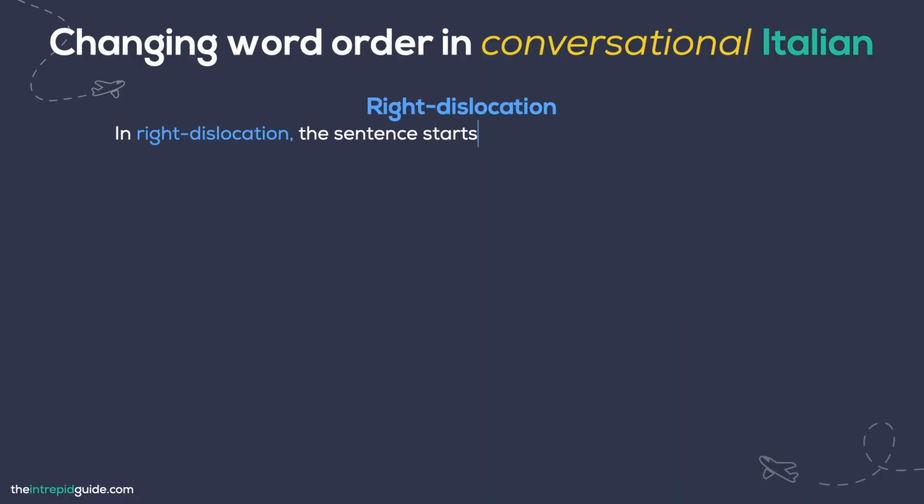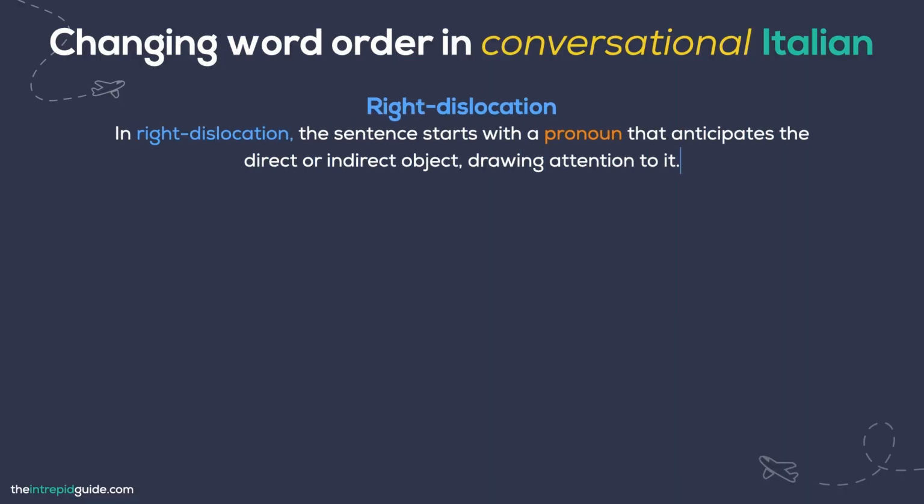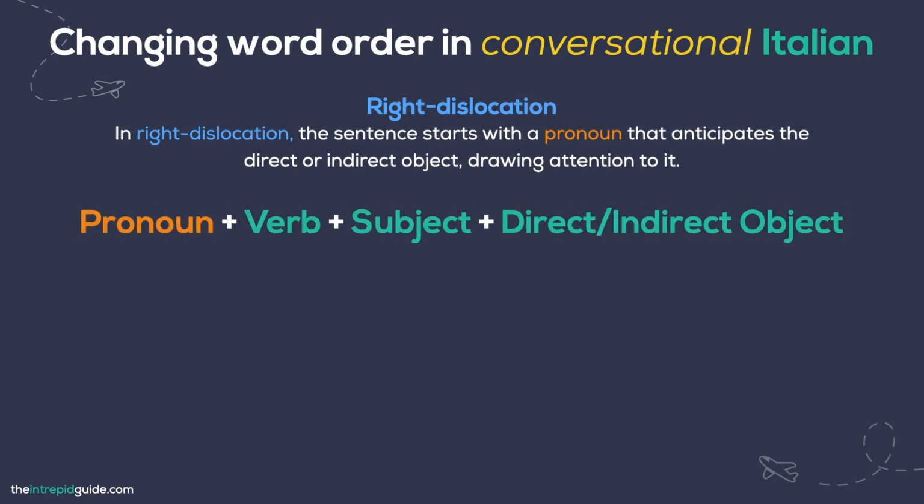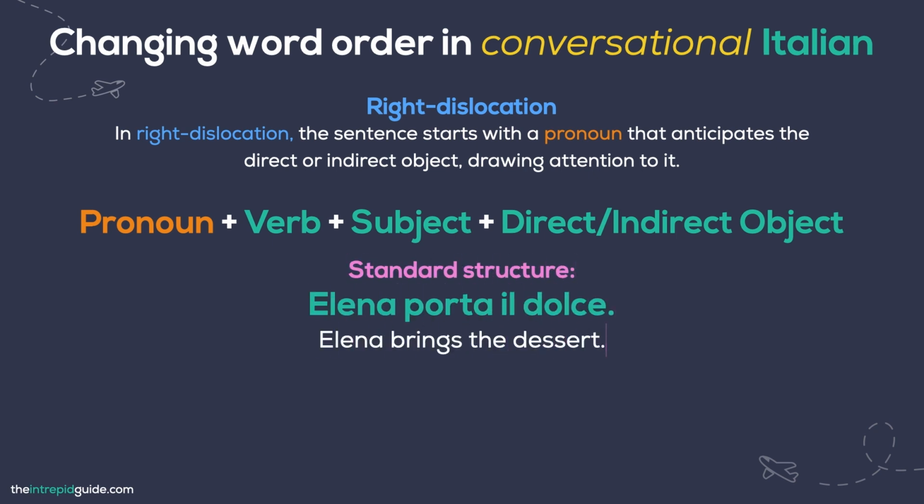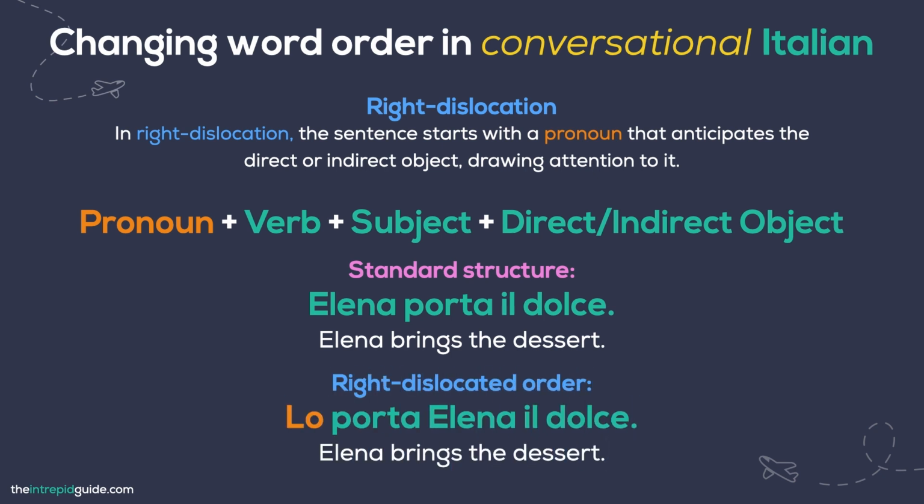Now let's take a look at right dislocation. In right dislocation, the sentence starts with a pronoun that anticipates the direct or indirect object, drawing attention to it. The structure is as follows: pronoun plus the verb plus the subject plus the direct or indirect object. For example, the standard structure might be: Elena porta il dolce. Elena brings the dessert. In the right dislocated structure, it would be: Lo porta Elena il dolce. Elena brings the dessert. The pronoun lo, meaning it, anticipates il dolce, the dessert.